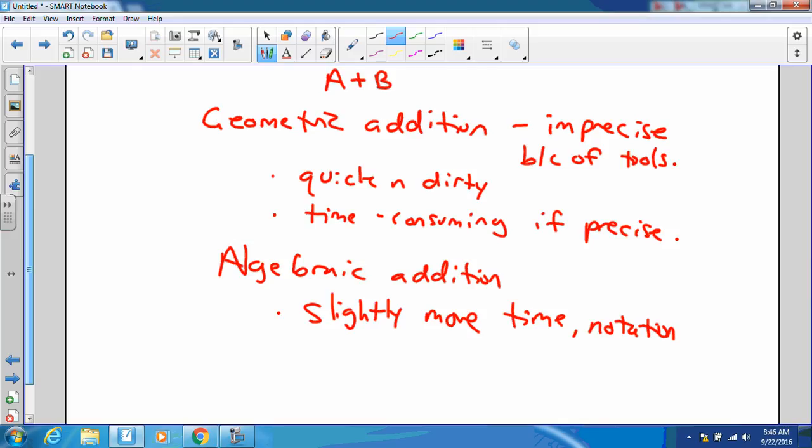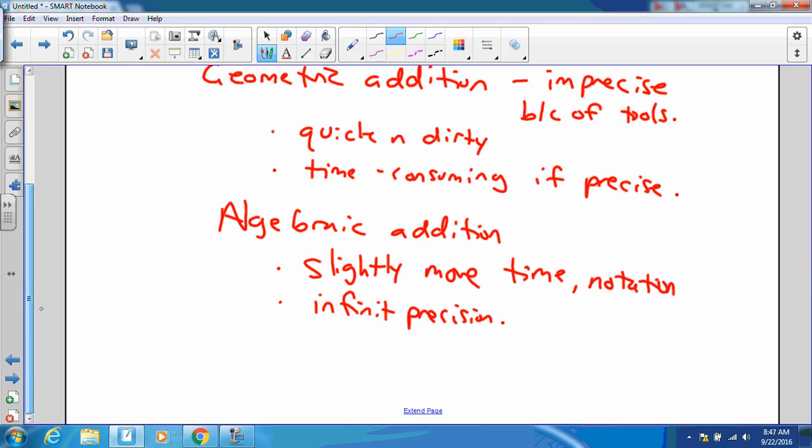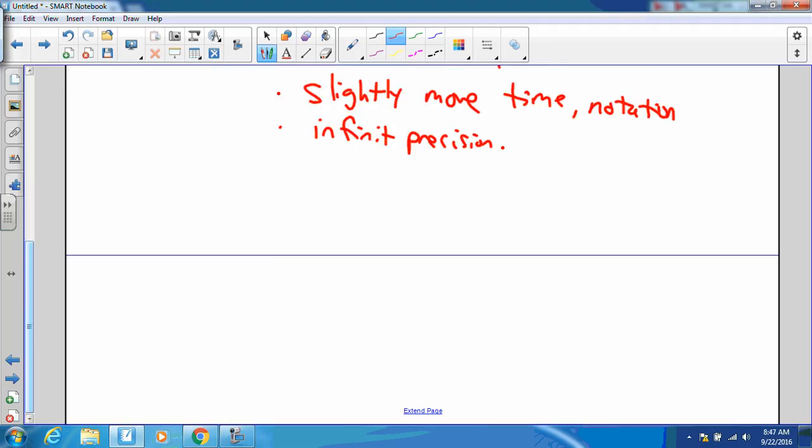It takes slightly more time and notation than a quick and dirty geometric, but it is much faster than the time-consuming precise geometric, and it has essentially infinite precision. So this is going to be the tool of choice for us. And here's how it works. It's really beautiful.